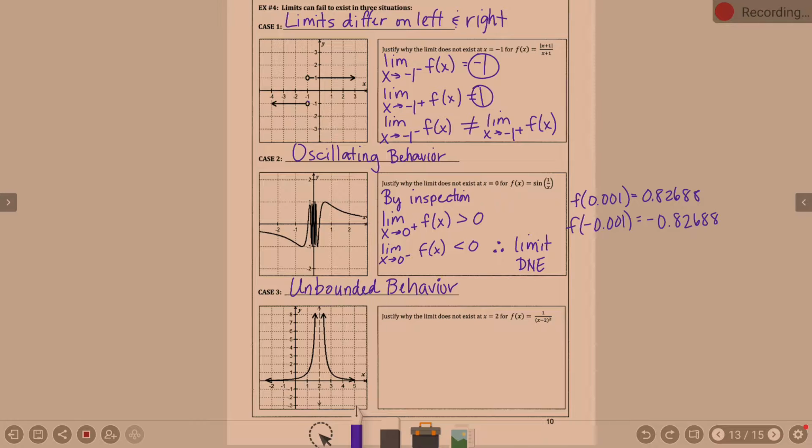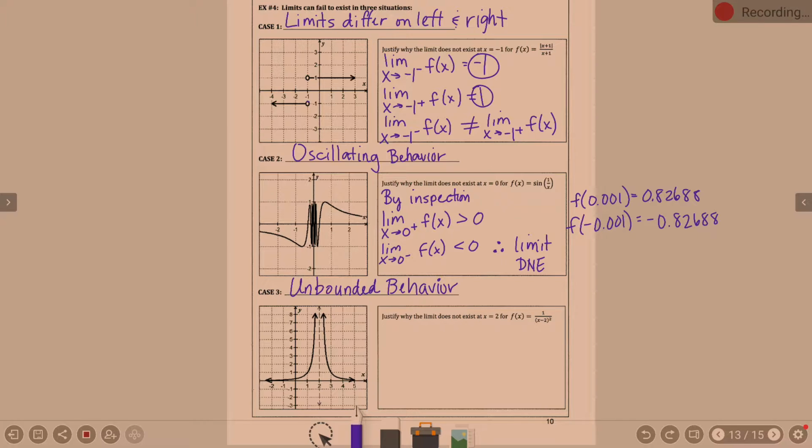Infinity is not a number. It's a behavior. We're tending towards positive infinity. That's a behavior, and it's not a number. So if you recall, I made that note that L has to be a real number. The answer to a limit has to be a real number. And so in this case, that's why they're saying the limit does not exist, because it's behavior. By definition, infinity is not a real number. Infinity is a behavior of the function.